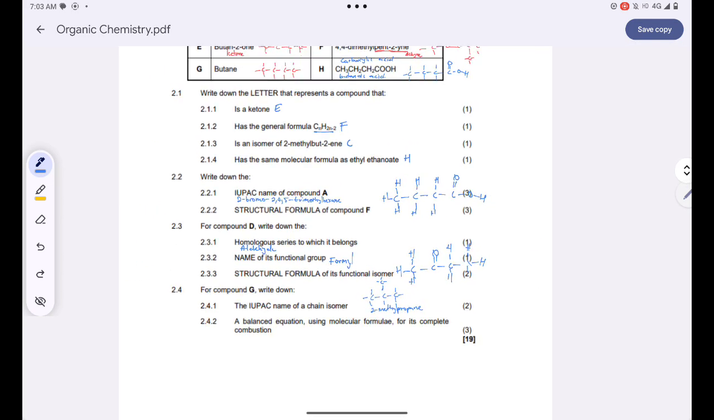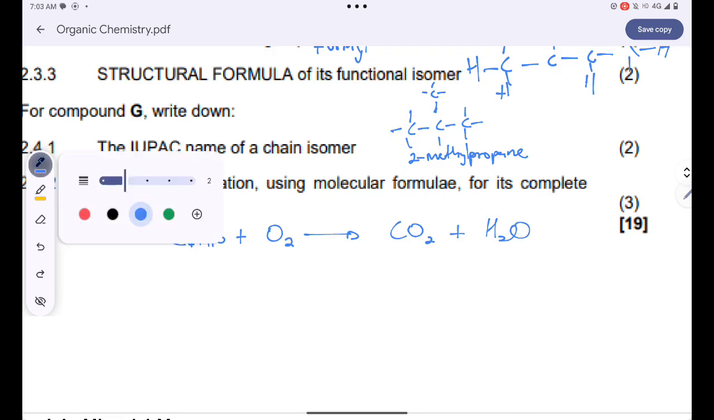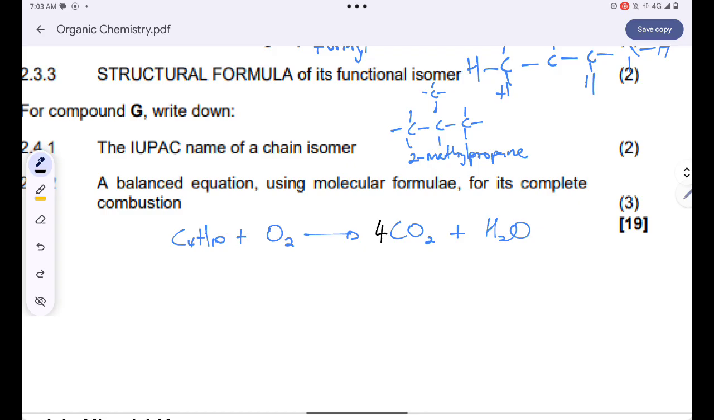A balanced equation using molecular formulae for its complete combustion. What do we have? Butane, right? That's C4H10 plus oxygen. This has to give us carbon dioxide and water. All you have to do, guys, is to just balance this equation. I have 4 carbons on my left hand side. That means I must also have 4 carbons on my right hand side. I have 10 hydrogens on my left hand side. I must also have 10 hydrogens on my right hand side.